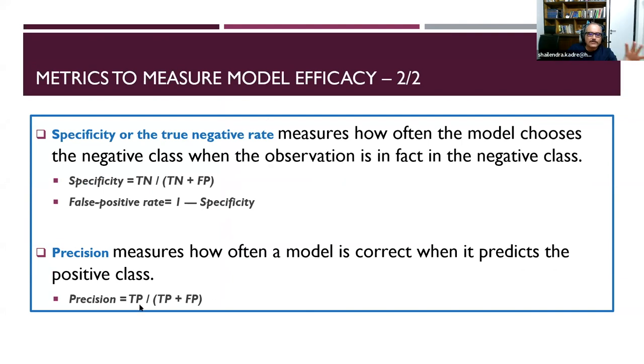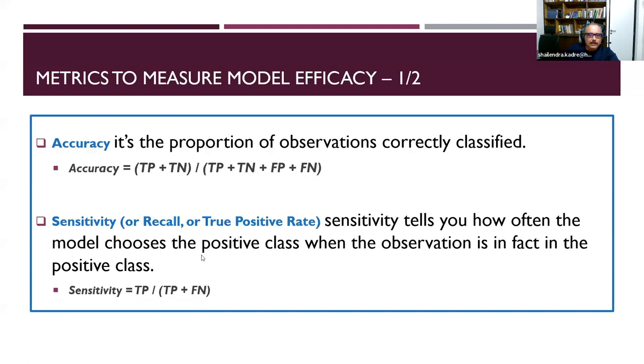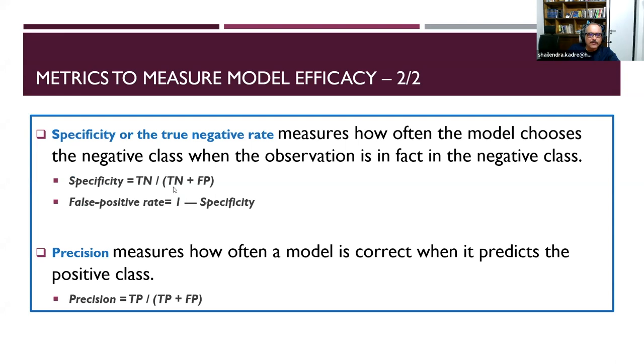So precision means all positive: how accurately I am predicting positive. So true positive upon true positive plus false positive. Then accuracy is also very easy to remember: true positive plus true negative divided by everything. Sensitivity and specificity, you will have a little bit of confusion. Precision is nothing but all about positive only, how nicely I am predicting my positive class. So TP upon TP plus FP.